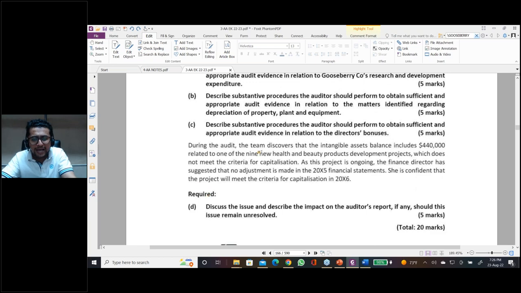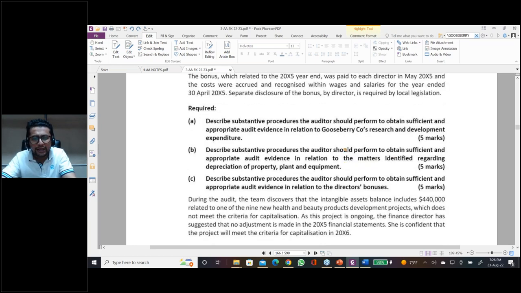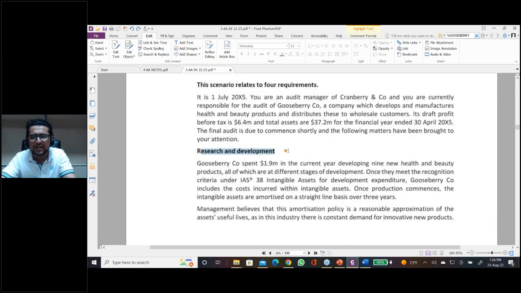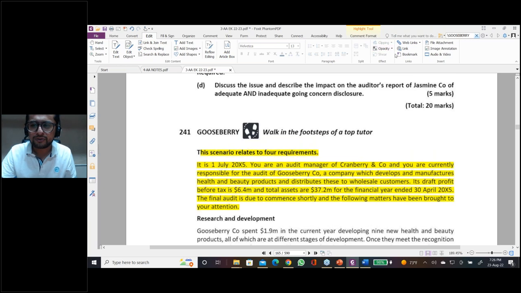Okay, maybe you are not clear with respect to this question, no worries. In order to understand this part D, first of all, you need to try part A about research and development. So all of you have got 2 minutes, read the background, read this. The numbers are important. The nature of the company's business is important. Read the first paragraph. You have got 2 minutes to do that.